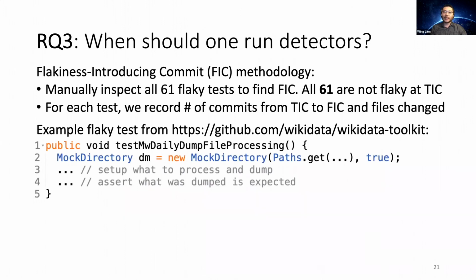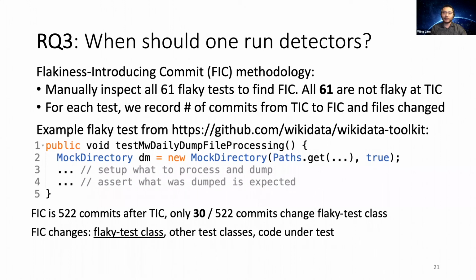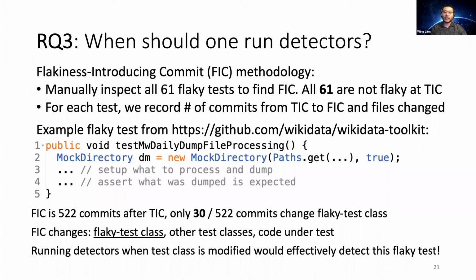So now let's revisit the example that we looked at earlier. For this example, we find that the flakiness-introducing commit is 522 commits after the test-introducing commit. We also find, though, that only 30 of the commits made some change to the flaky test class. We also find that the flakiness-introducing commit itself made changes to the flaky test class, the other test classes of the project, and the code under test. Essentially, if a developer were to run detectors when a test class is modified, they would still be able to effectively detect this flaky test.